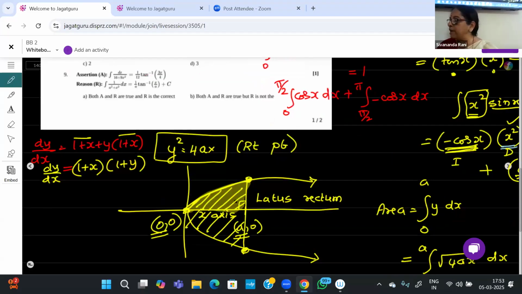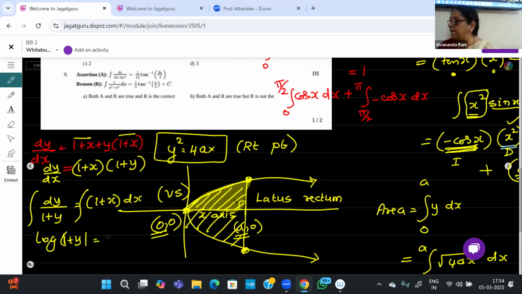So dy must be accompanied by term of y. Dx must be accompanied by term of x. So it becomes variable separable at this stage. So log of mod 1 plus y is equal to x plus x square by 2 plus c. Hope you could do this.